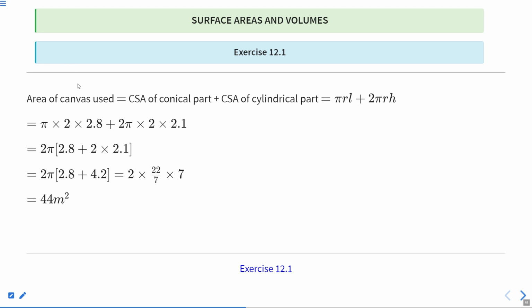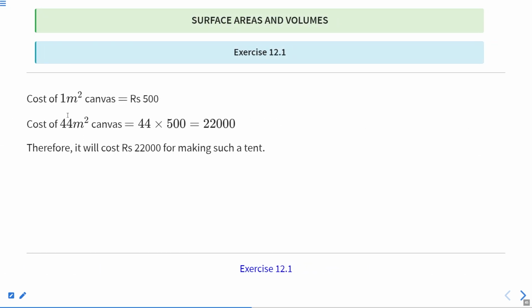Okay, so area of canvas used is equal to 44 meter square, and now we need to find the cost of 44 meter square canvas. We are given that the cost of 1 meter square canvas is equal to rupees 500. So the cost of 44 meter square canvas is equal to 44 times 500, and this is equal to 22,000. Therefore, it will cost rupees 22,000 for making such a tent.